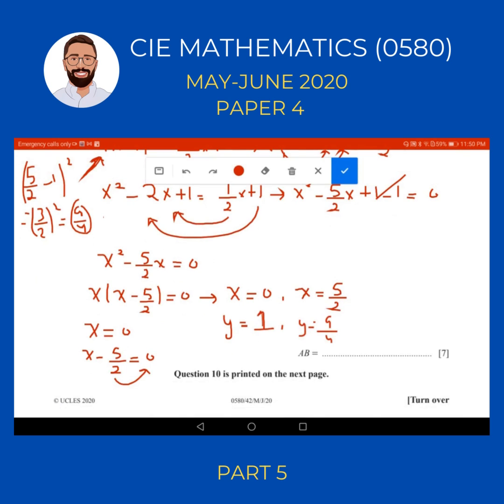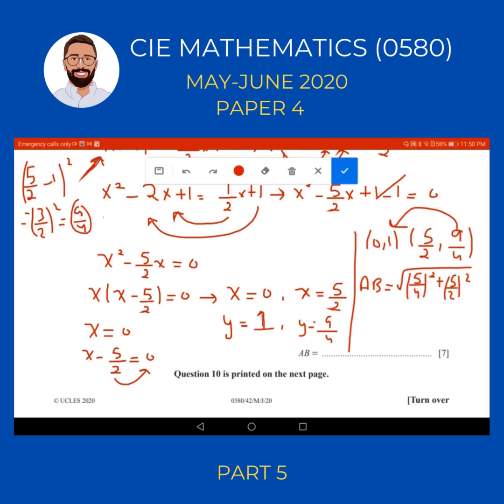Now the question is, find the length of AB. So here I have 2 points. The first point is 0, 1. The second point is 5 over 2, 9 over 4. So the length of AB is the square root of 9 over 4 minus 1, which is equal to 1.25, which is 5 over 4 squared. We need to square it, of course. Plus 5 over 2 minus 0, which is 5 over 2 squared.